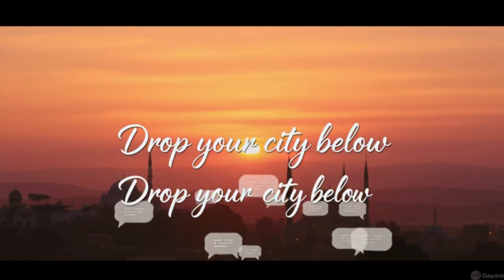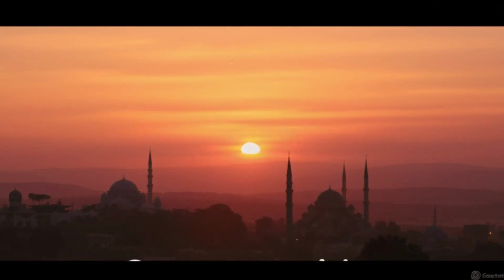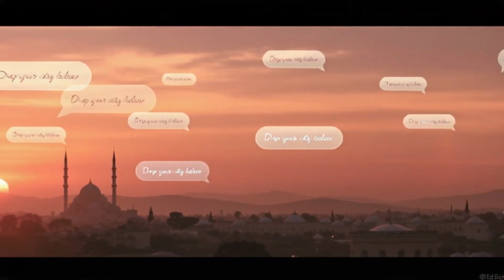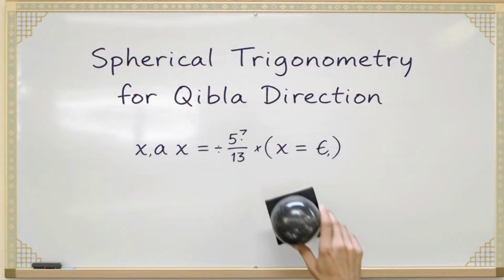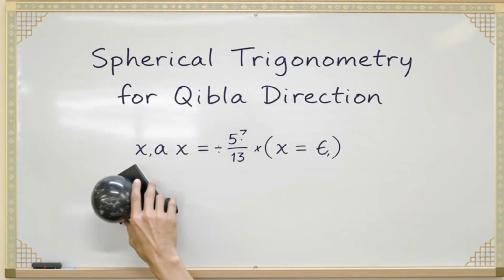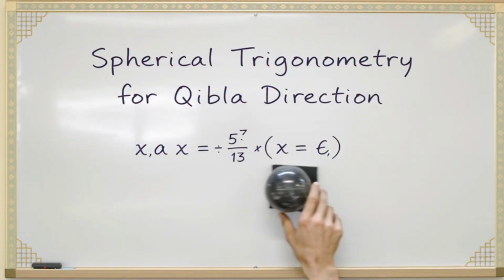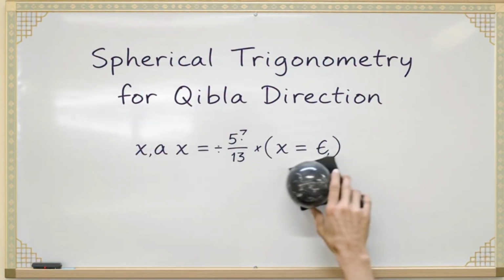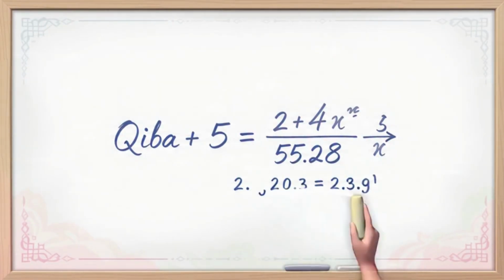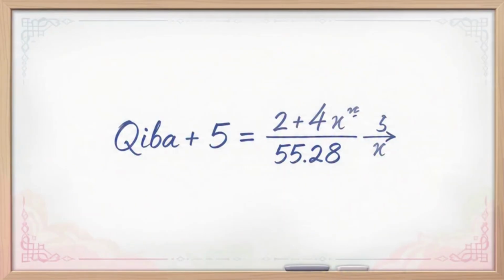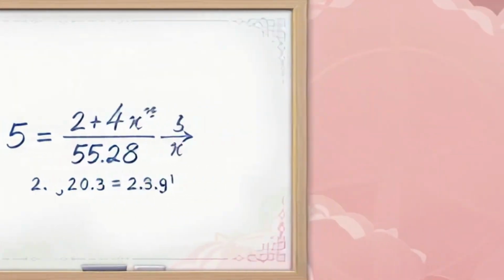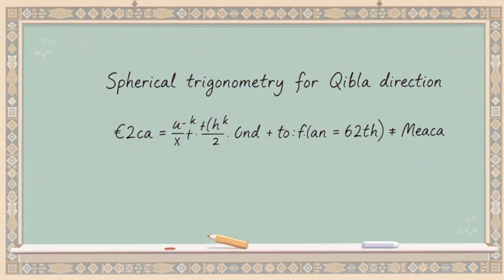Let's use London as an example. London's coordinates: 51.5074 degrees north, 0.1278 degrees west. Kaaba, 21.4225 degrees north, 39.8262 degrees east. First, delta lambda. 39.8262 minus negative 0.1278 equals 39.954 degrees. Now we feed that into the full formula.